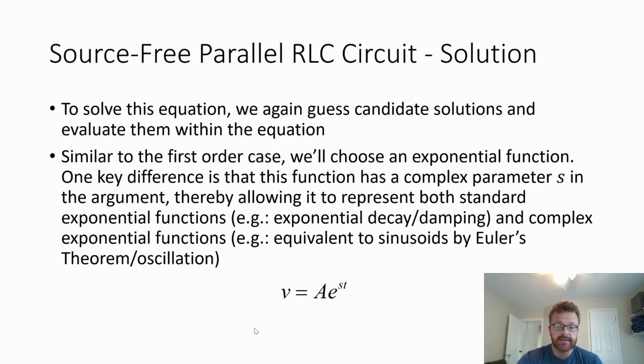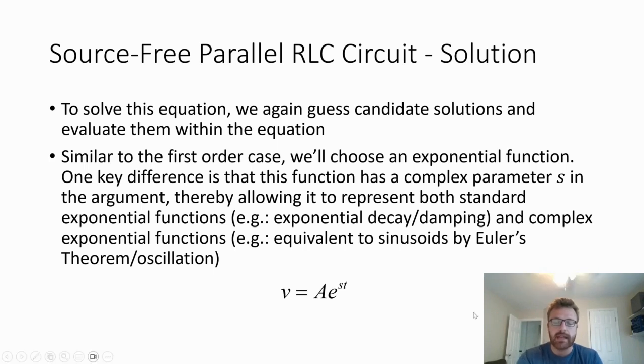So the way that we're going to solve this is just guess a candidate solution. We're going to choose an exponential function like we did in chapter 8 because we know it has that nice property of yielding itself when it's differentiated. However, one of the key things that we're going to do to differentiate our approach from chapter 8 is pick this parameter s, knowing in advance that s is allowed to be an actual complex number. And if s is a complex number, that will allow us to not only model exponential decay dynamics like we saw in chapter 8, but to also model oscillatory dynamics, or things that oscillate.